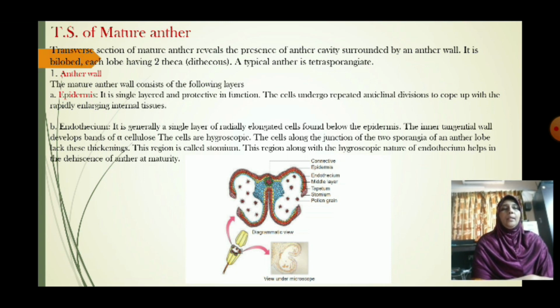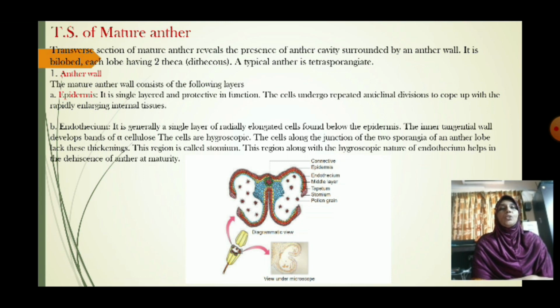First, if you take up the anther wall, the mature wall consists of the following layers. Epidermis: it is single layered and protective in function. The cells undergo repeated anticlinal divisions to cope with the rapidly enlarging internal tissues. Endothecium: it is a single layer of radially elongated cells found below the epidermis. The inner tangential wall develops bands of alpha cellulose. The cells are hygroscopic. The cells along the junction of the 2 sporangia of an anther lobe lack these thickenings.